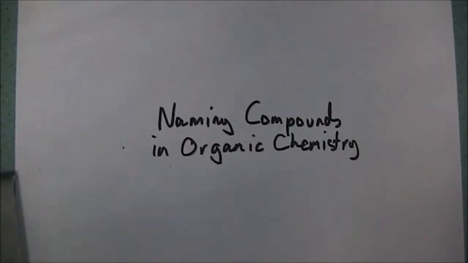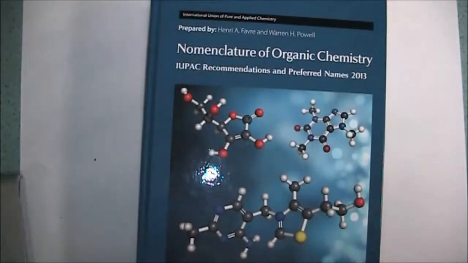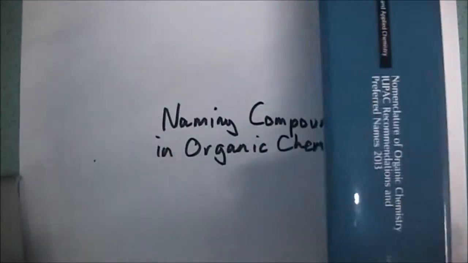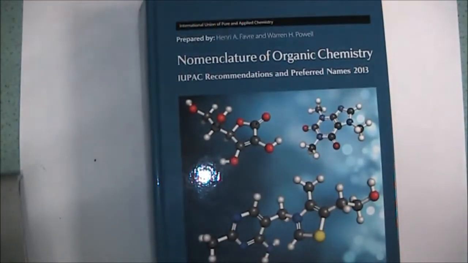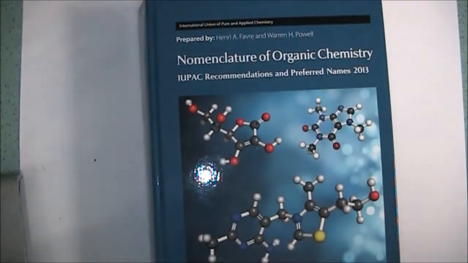So one of the first skills that you need to master really for organic chemistry is learning how to name the chemicals, and for this there is help at hand, and it comes in the form of this, which is an enormous book by the International Union of Pure and Applied Chemistry, which has some rules for naming things, and it really is a beast.